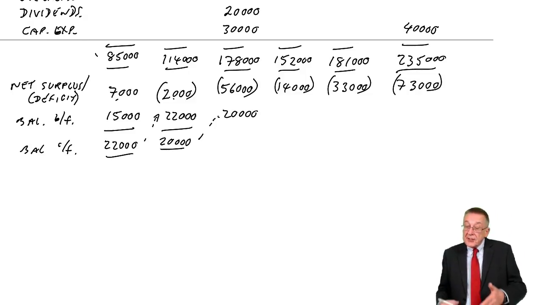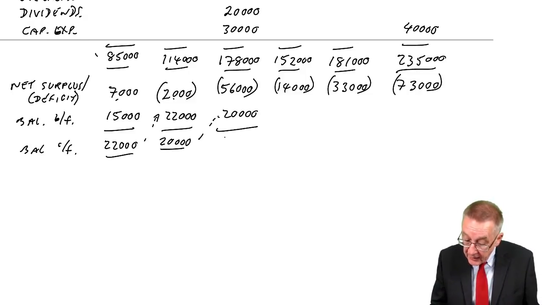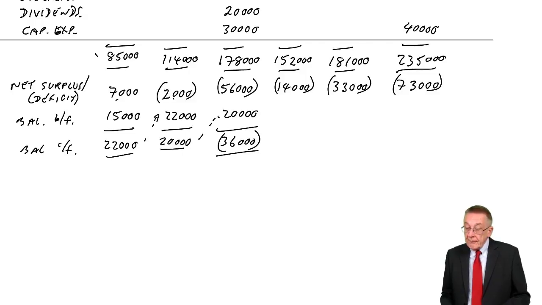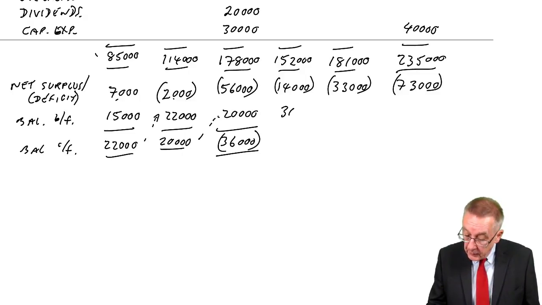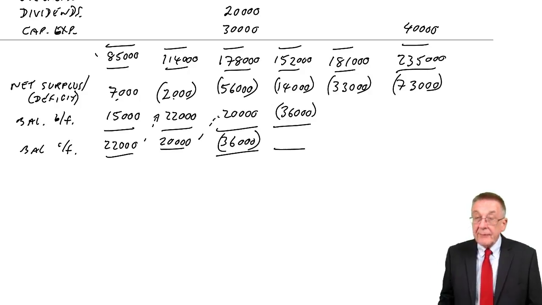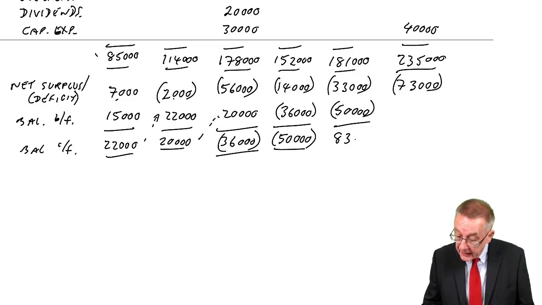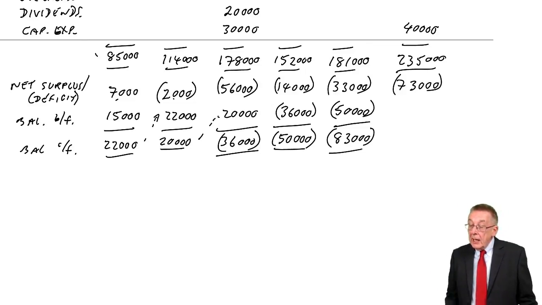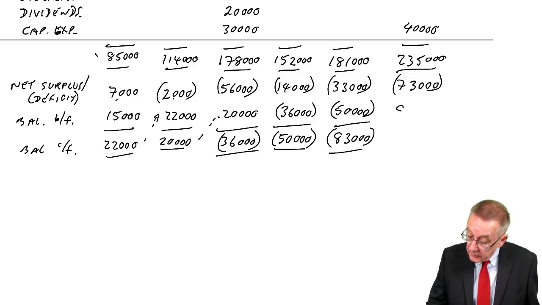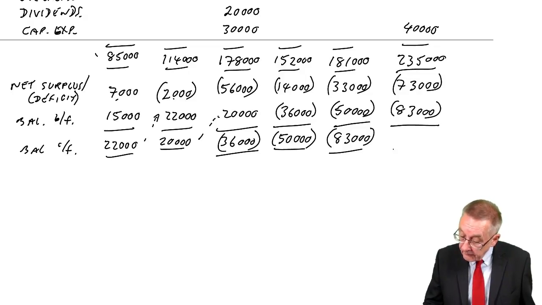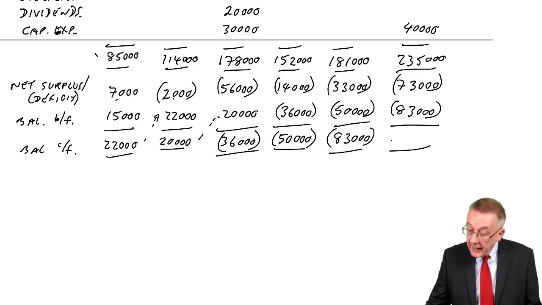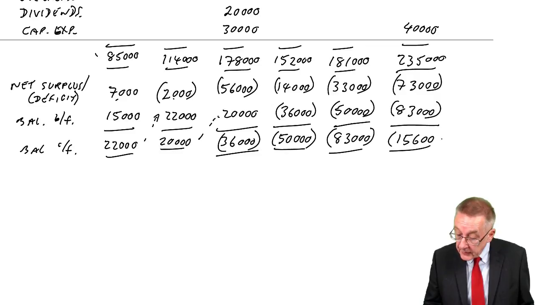March therefore starts with 20, there's a deficit of 56, so we end up with a negative balance of 36. April, we start with an overdraft of 36, deficit of 14, so we end with an overdraft of 50. May, we start with 50, we end up with 83. And finally, June, we start with an overdraft of 83, a deficit of 73, so we end with an overdraft of 156,000.